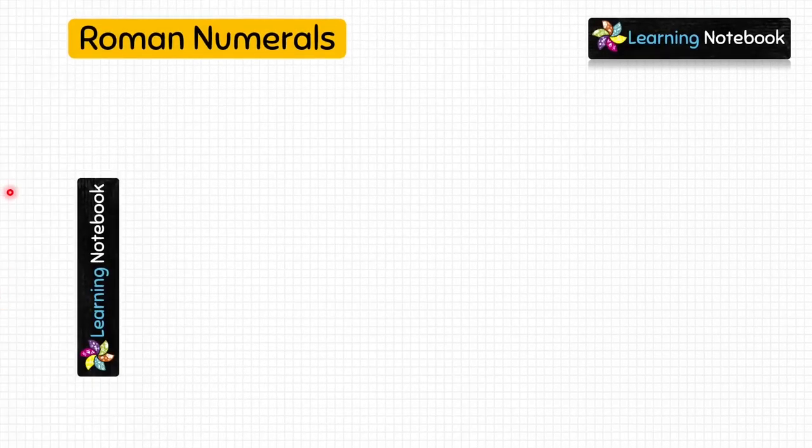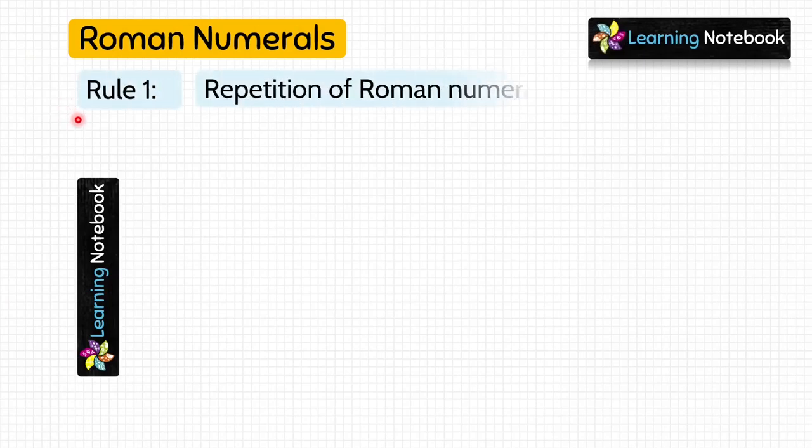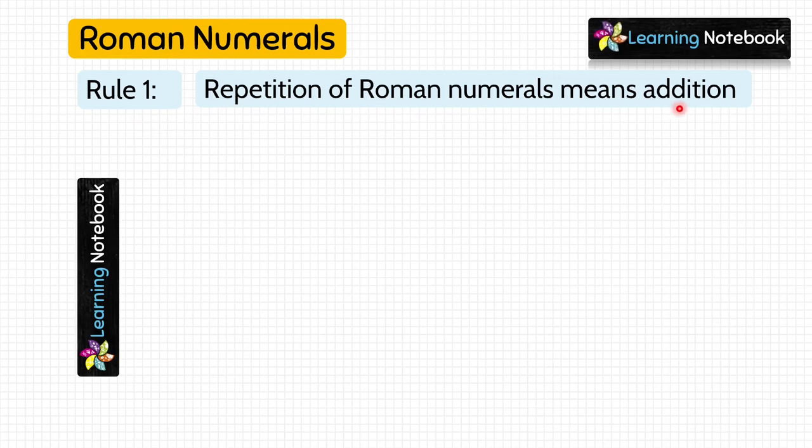Now let's learn the rules related to Roman numerals. The first rule is, repetition of Roman numerals means addition. This rule says, whenever Roman numerals are repeated, then we do addition. For example, II. Here, I is being repeated, so it means we will add. We will do 1 plus 1, which is equal to 2.